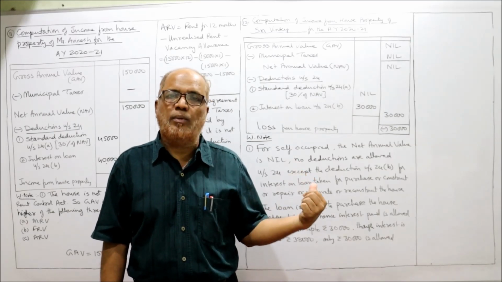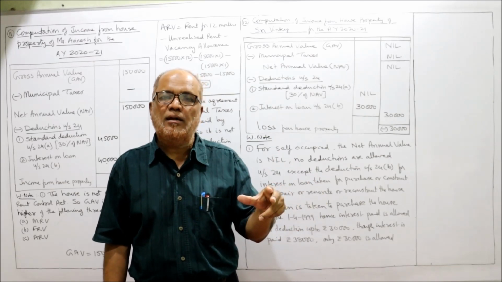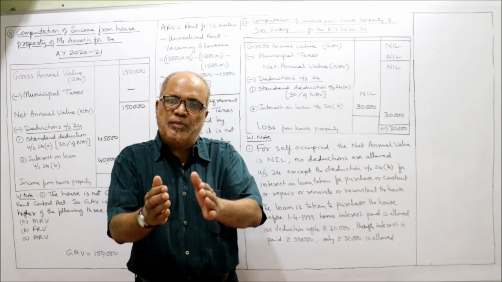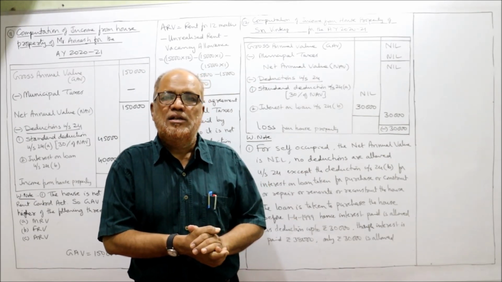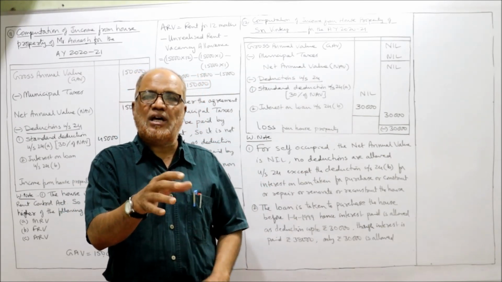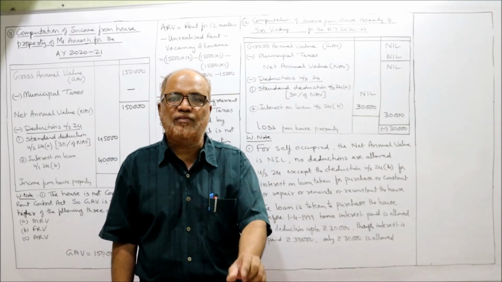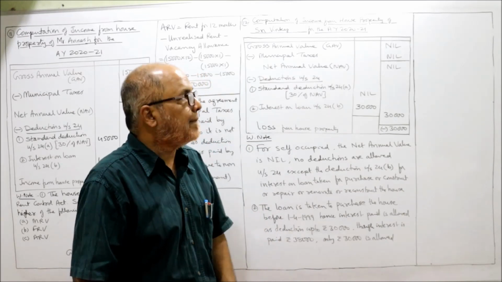But in our problem, the loan is taken in 1996, that means before 1999. So when a loan is taken for purchasing the house before 1/4/1999, only 30,000 will be allowed. Out of 38,000, only 30,000 will be allowed.